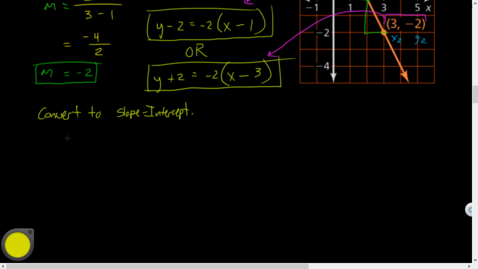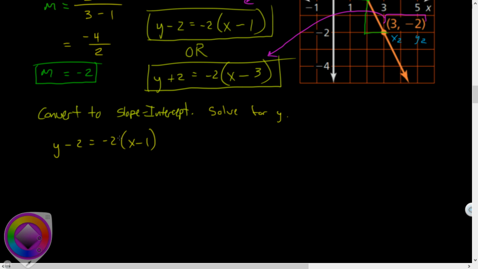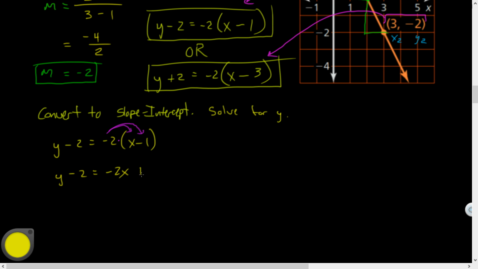Let's take the first one. Y minus 2 equals negative 2 parentheses x minus 1. To convert to slope-intercept form, all you do is solve for y. Watch this. I'll distribute to simplify. So I'll have y minus 2 equals, negative 2 times x is negative 2x. Negative 2 times negative 1 is plus 2.